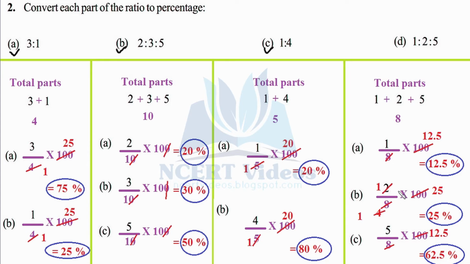Now 2 over 8 into 100. So 25 into 1 is 25%. 5 over 8, because 5 parts out of a total of 8, into 100. We have earlier calculated 100 over 8 gives you 12.5. So we will directly multiply it with 5. So it is 62.5%. That is your D of your question number 2.